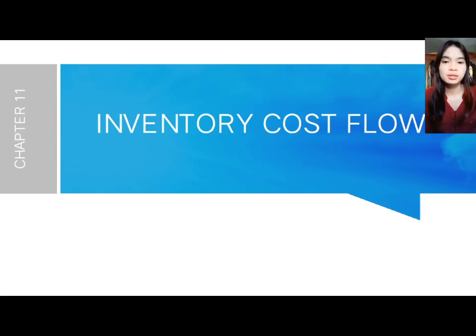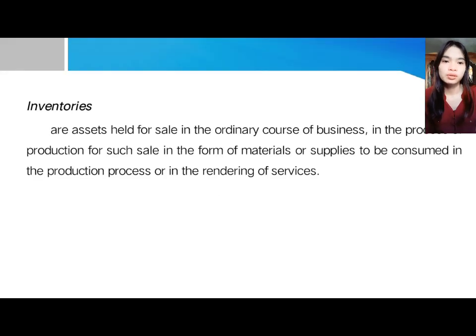Last time we discussed chapter 6, which is notes receivable, and chapter 2, which is bank reconciliation. So today we are going to discuss chapter 11, which is inventory cost flow. So first, what are inventories?